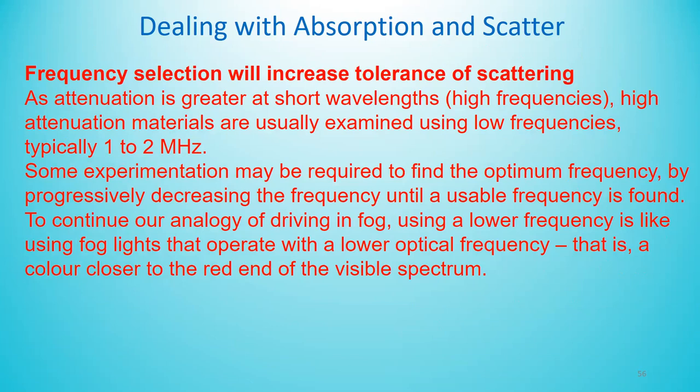Frequency selection will increase tolerance of scattering. As attenuation is greater at short wavelengths, high frequencies, high attenuation material can usually be examined using low frequencies, typically 1 to 2 megahertz. Some experimentation may be required to find the optimum frequency by progressively decreasing the frequency until the usable frequency is found. To continue our analogy of driving in fog, using lower frequency is like using fog lights that operate with lower optical frequency, that is, a color closer to the red end of the visible spectrum.